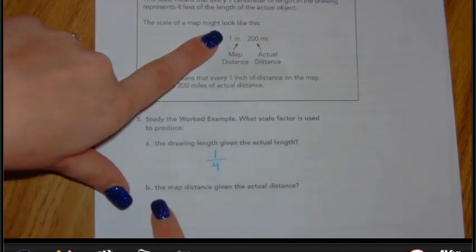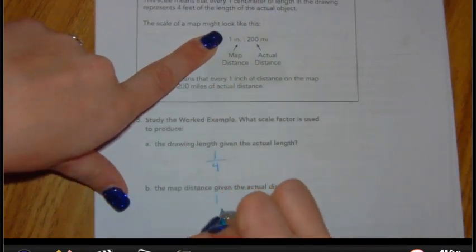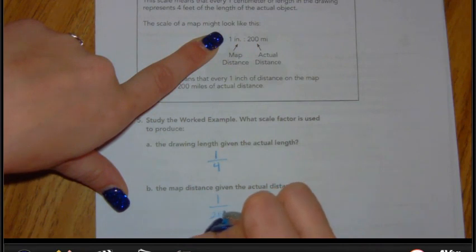Okay. Now the map distance given the actual distance. Now I'm going to write my scale factor for this one. I'm going to turn it into a fraction of 1/200.